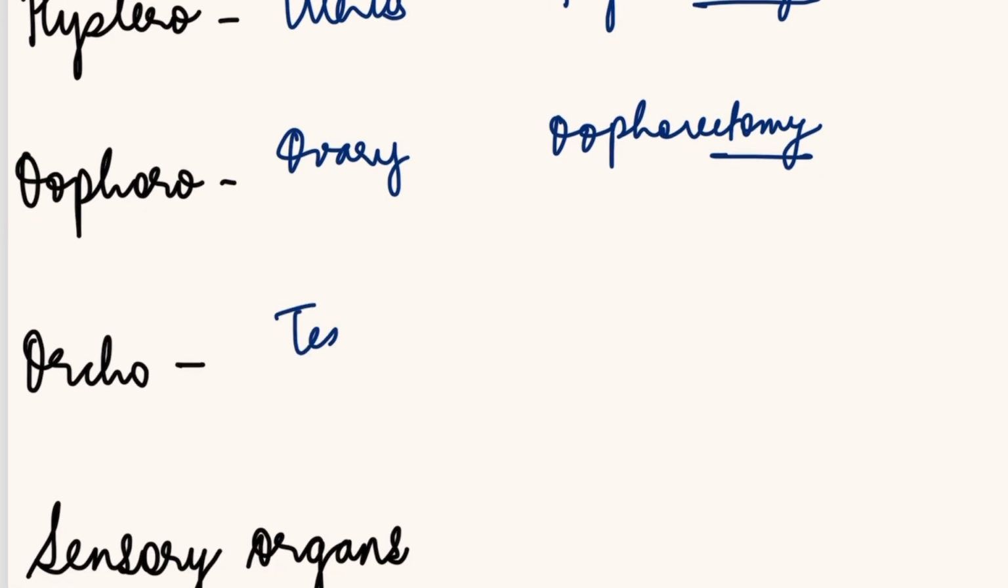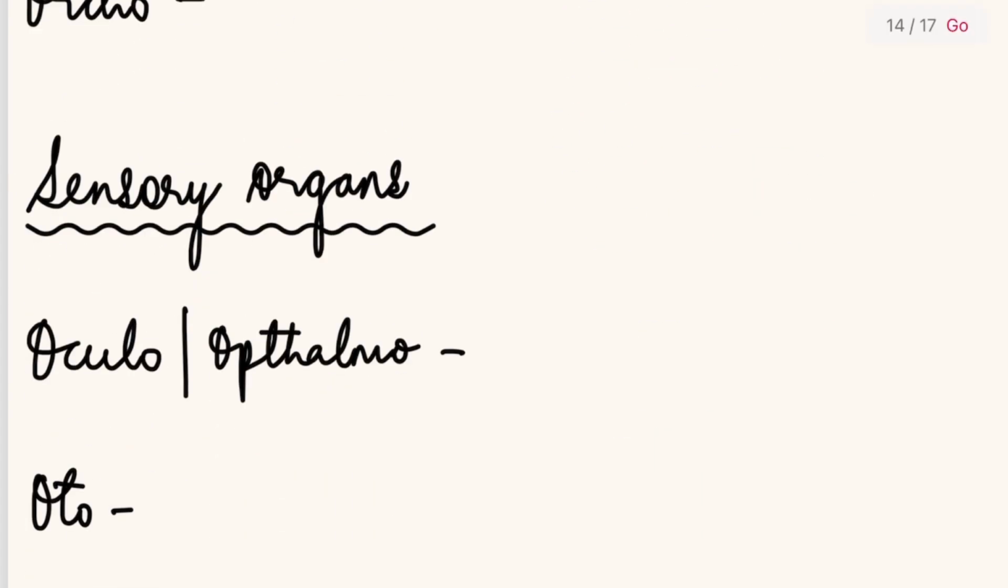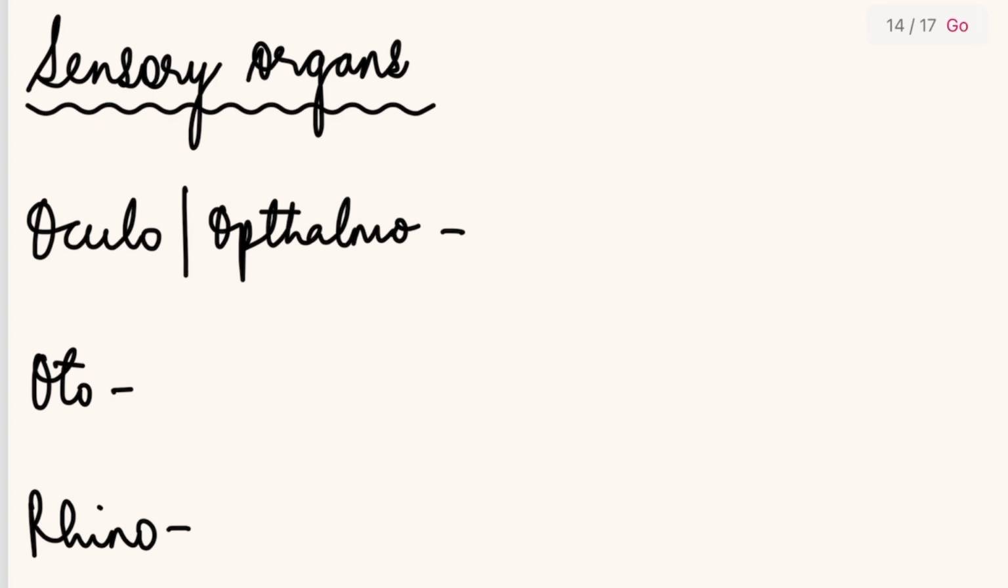Orcho is testis. Orchitis. I hope you know the meaning of orchitis by now. It means inflammation of the testes. Now we come to sensory organs. First word is oculo or ophthalmo. Simply eye. So what does the study of eye mean? It is ophthalmology. Oto is ear.